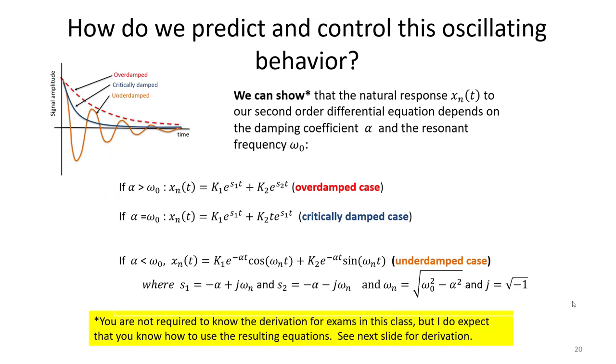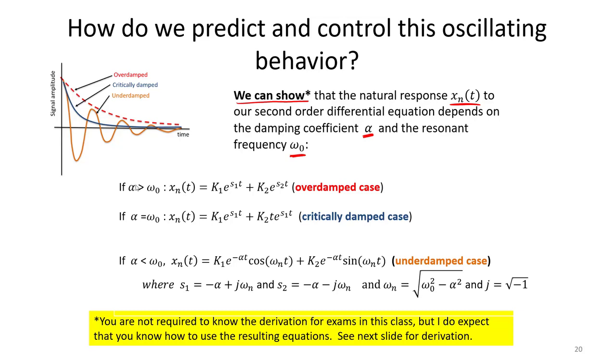So how do we know what behavior we're going to get? How can we predict and control this behavior? Mathematically, we can show that the behavior of the natural response of our second-order circuit basically depends on the damping coefficient alpha and the resonant frequency omega naught. Remember, those were the two coefficients in front of some of the terms in our second-order differential equation.